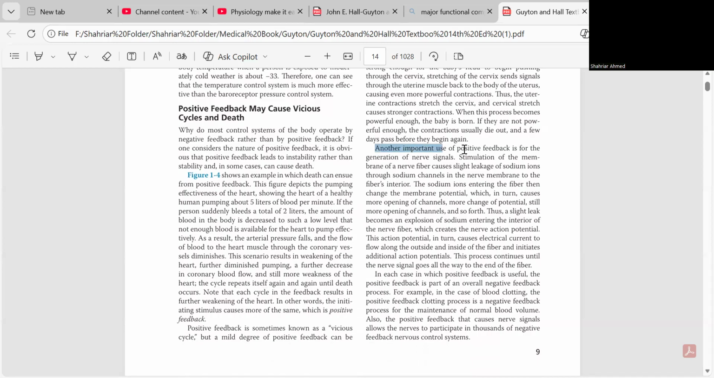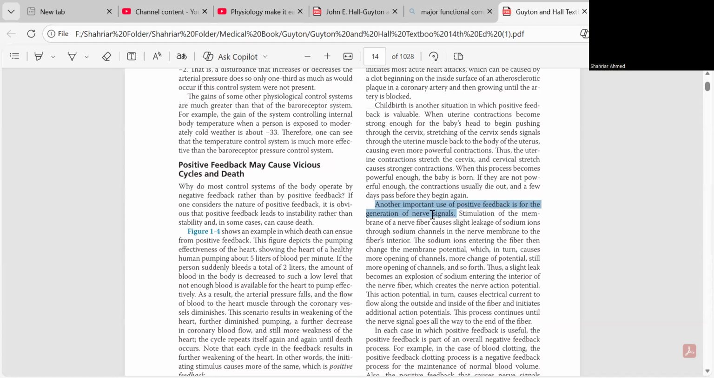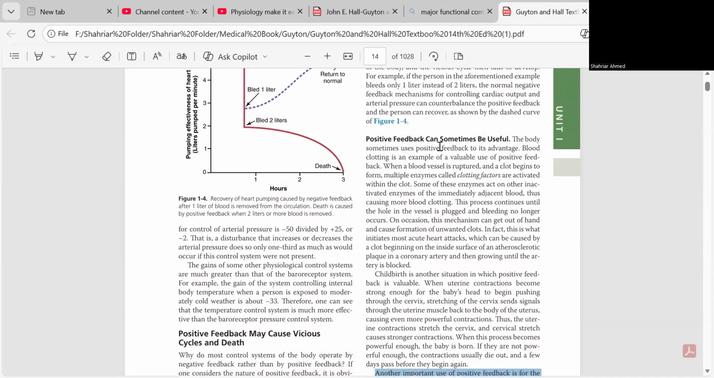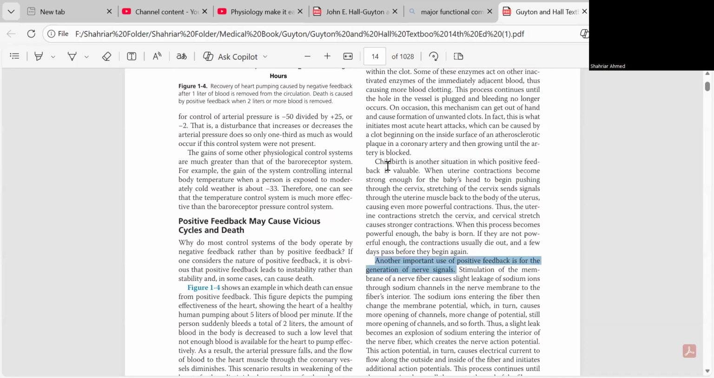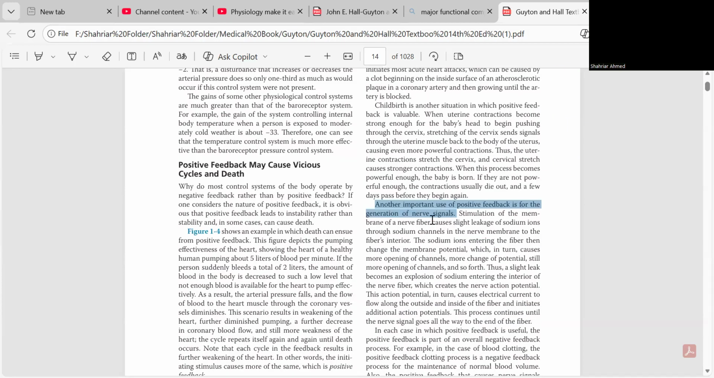Another important use of positive feedback is for the generation of nerve signals. So, what are the examples of positive feedback? Blood clotting, childbirth, and nerve signals. Stimulation of the membrane of a nerve fiber causes slight leakage of sodium ions through the sodium channels in the nerve membrane to the fiber's interior.